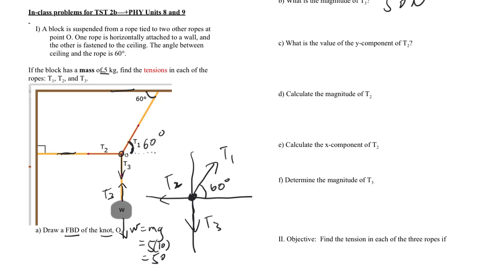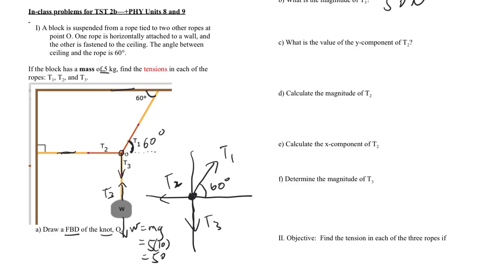What is the value of the Y component of T2? Okay, I don't need to do that. There is no Y component of T2. I really meant to ask right here, I meant for that to be T1. I meant for that next one to be T1. And I meant for this one to be T1 as well, letter E. Okay, so that was a typo on my part.